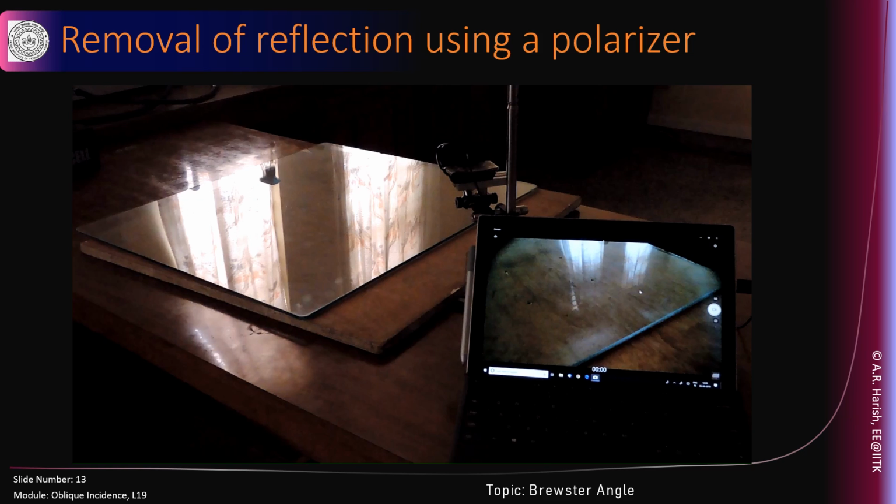This has many more applications. This is a very powerful technique, a powerful method. If time permits, if I get some opportunity, I'll show you some more uses of polarizing lenses and the way Brewster angle comes into action.